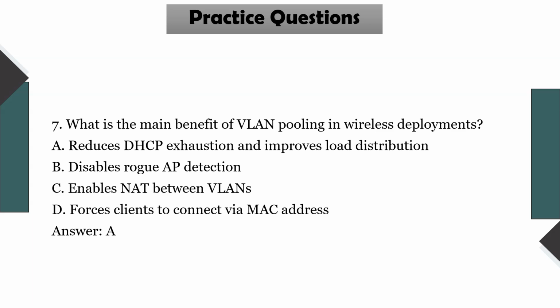7. What is the main benefit of VLAN pooling in wireless deployments? A. Reduces DHCP exhaustion and improves load distribution. B. Disables rogue AP detection. C. Enables NAT between VLANs. D. Forces clients to connect via MAC address. Answer: A.